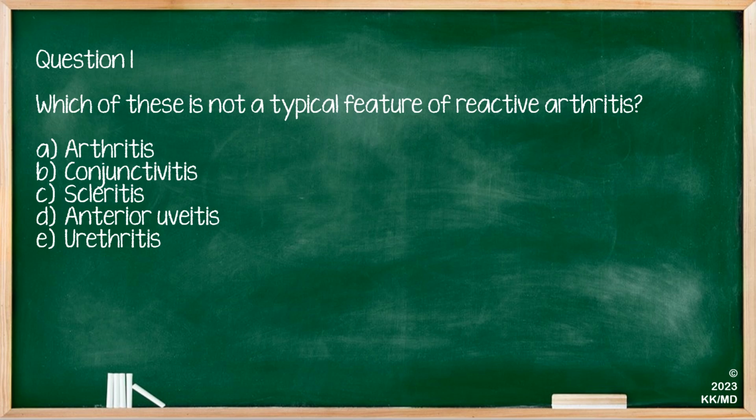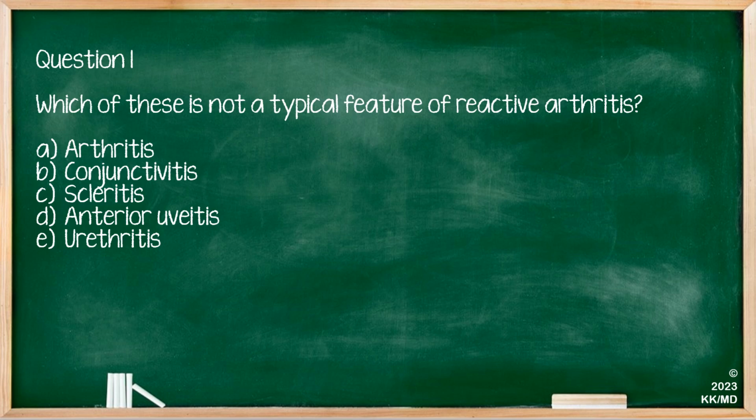So now let's do some questions. Question 1 is, which of these is not a typical feature of reactive arthritis? A, arthritis; B, conjunctivitis; C, scleritis; D, anterior uveitis; and E, urethritis.